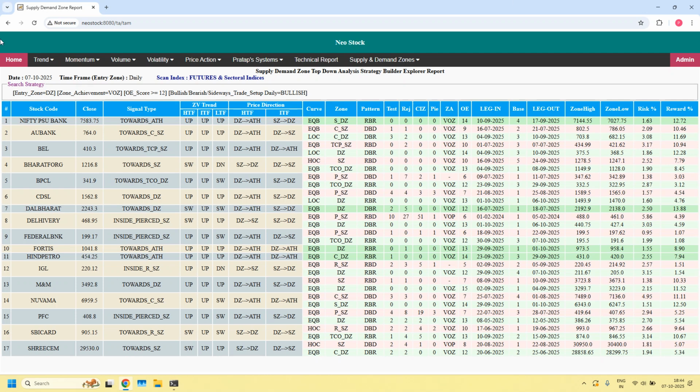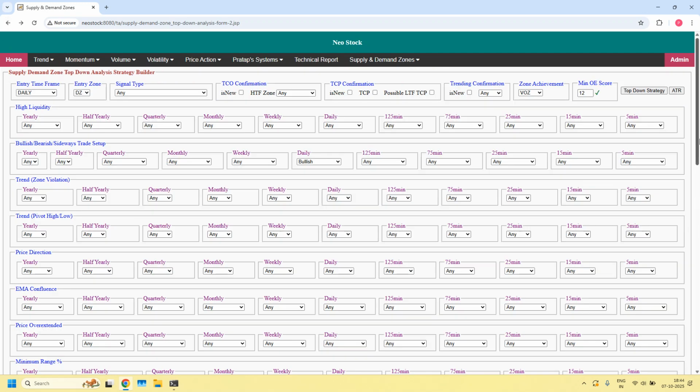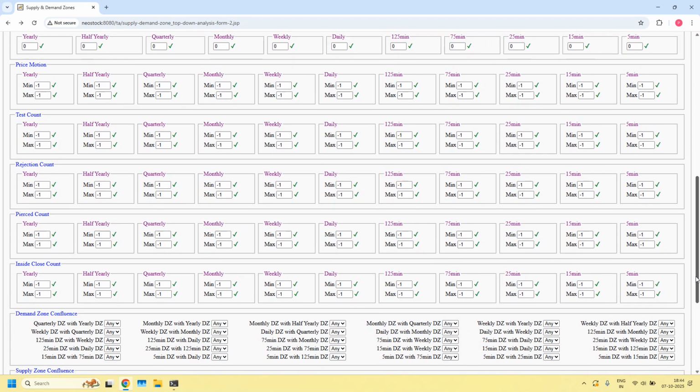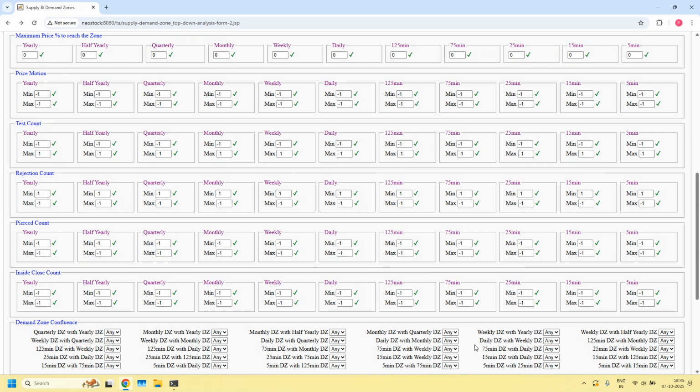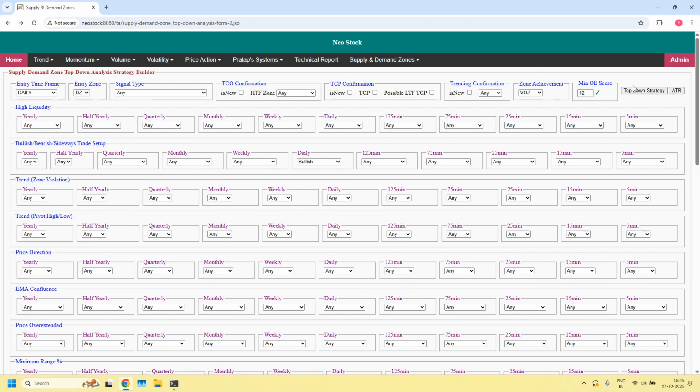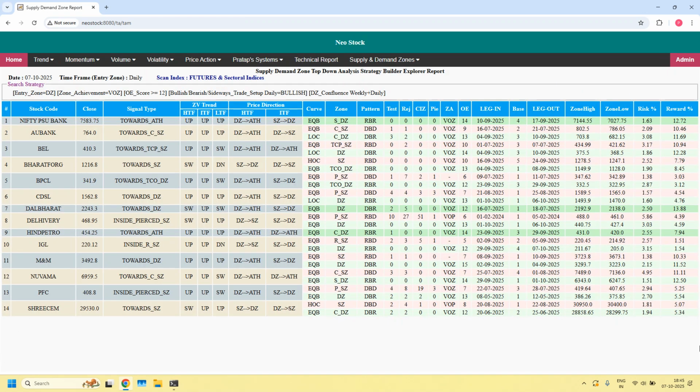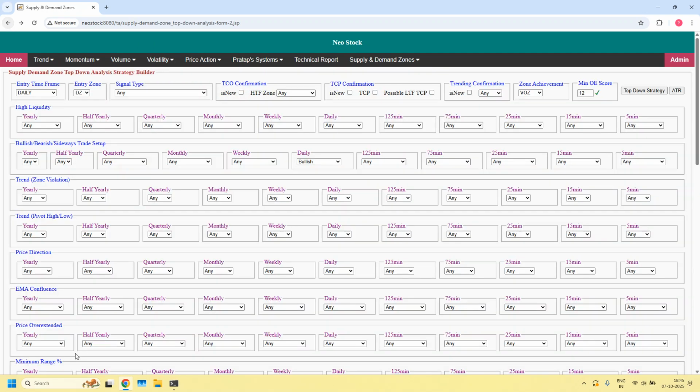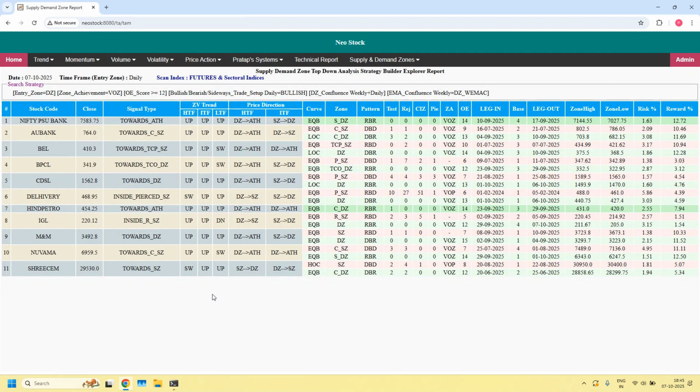So let us apply that strategy. I am going back. First I am applying LTF and ITF demand zone confluence, that is daily and weekly demand zone confluence on those 17 stocks. We got 14 stocks. And let's further apply EMA confluence on weekly time frame with weekly demand zone having weekly EMA confluence, because weekly trend is uptrend in all the stocks. 11 stocks we identified.